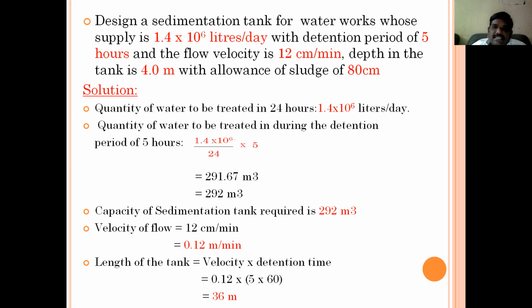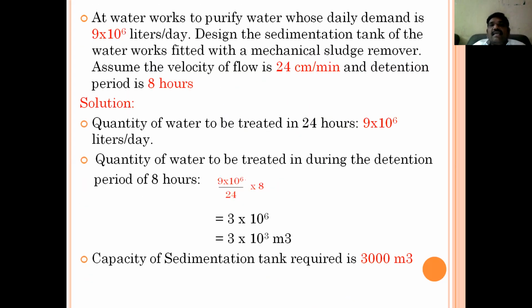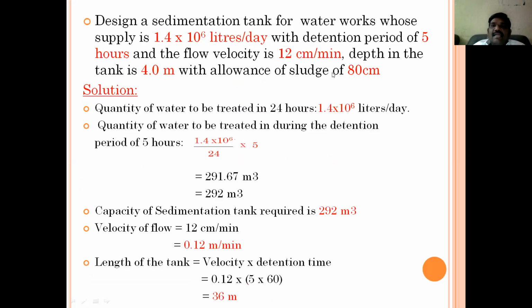The topic of sludge is here also, but whereas in the previous instance the sludge was removed by mechanical sludge removers, now the sludge is allowed to settle, as the sludge allowance is 80 centimeters. They gave the flow velocity, the sludge allowance, the depth, the detention period, and the quantity of water to be treated. With these given specifications, at last we find the dimensions.